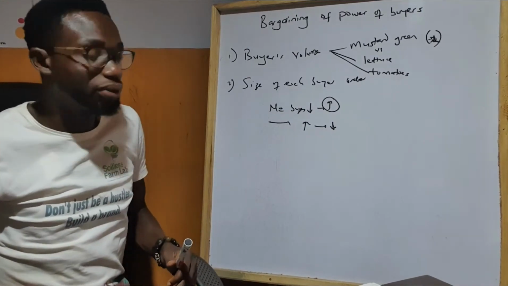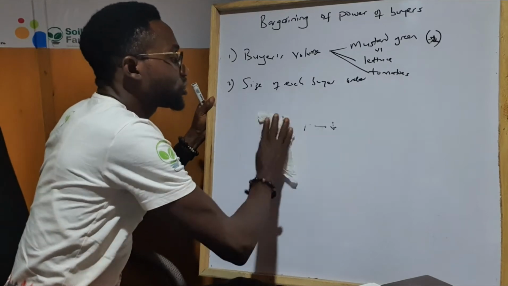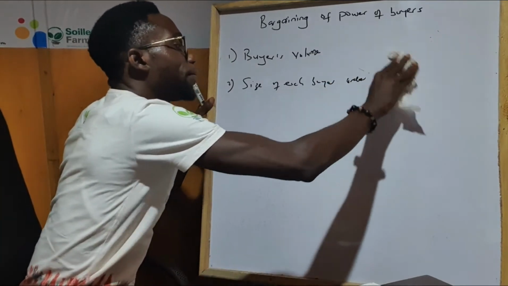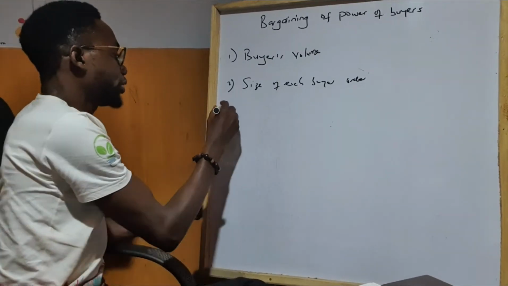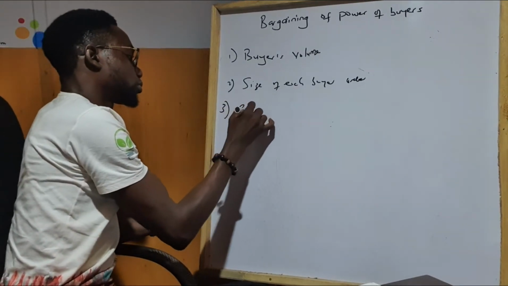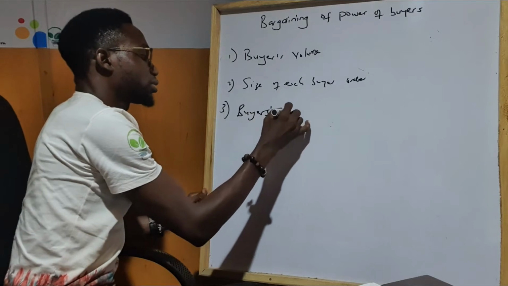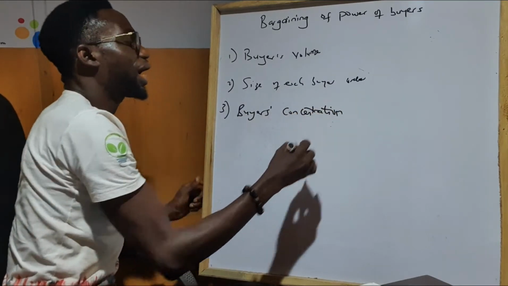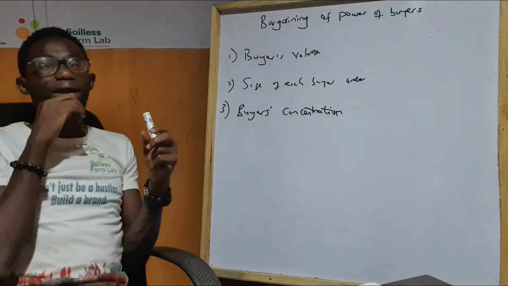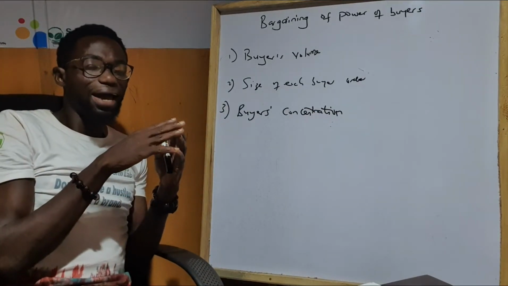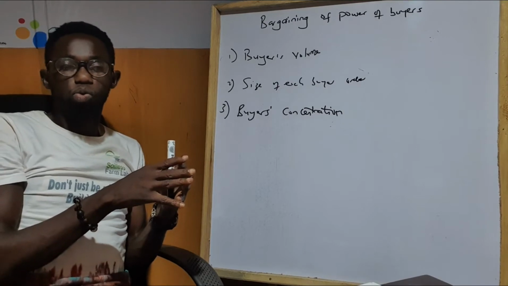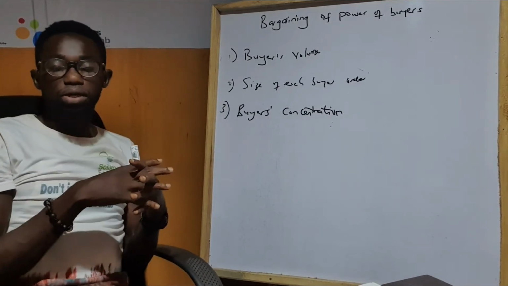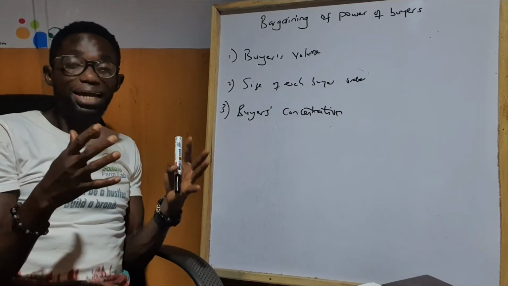Then next, number 3 is your buyer's concentration. You need to know your buyer's concentration. Where are my buyers? Where do I have them highly concentrated? Where do they live? Where do they mainly work? Remember, we discussed customer profile. Where do they go? Where do I meet them? Where are they highly concentrated?